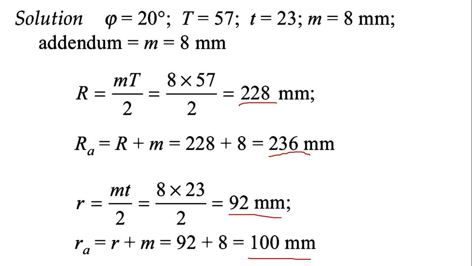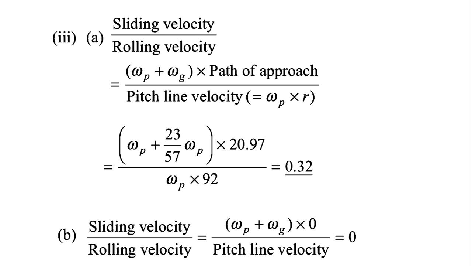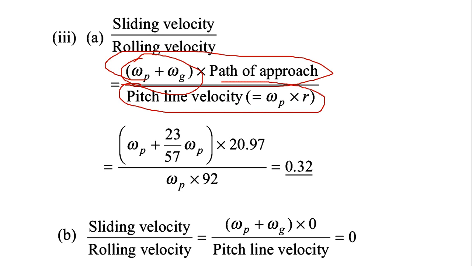Sliding to rolling velocity means the sliding velocity formula, which you already know, that is omega p plus omega g, the addition of the two angular velocities, multiplied by the path of approach. And rolling velocity is nothing but the pitch line velocity, that is omega p into r. Once you substitute these values, you get the answer for sliding velocity divided by rolling velocity.